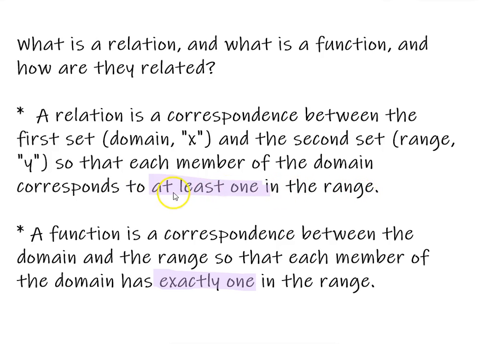Alright, so you can have more than one answer for a member of the domain, like an X can have more than one solution. In the case of a function, it is a correspondence between the domain and the range so that each member of the domain has exactly one in the range. So the big difference here is how many answers can you have. Everything else is the same.